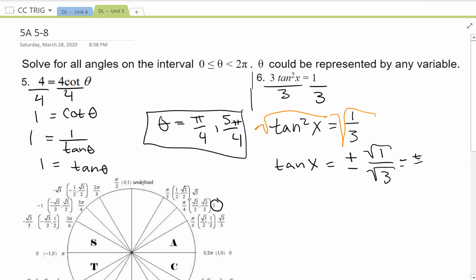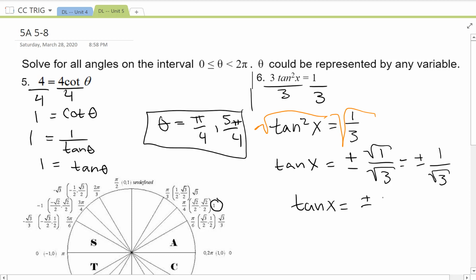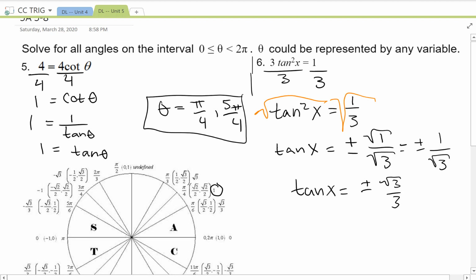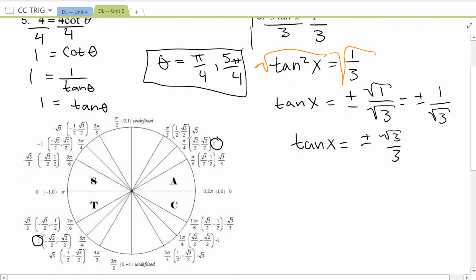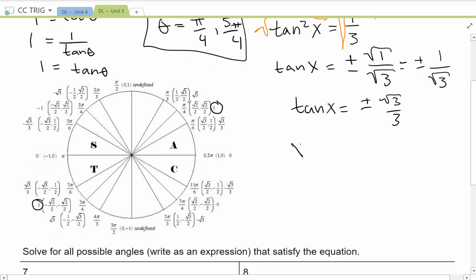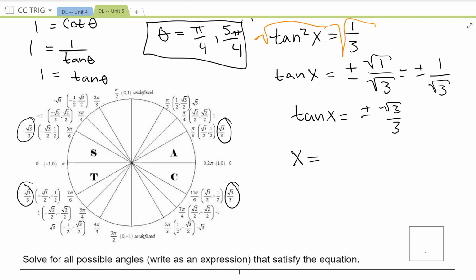That is simply equal to plus or minus 1 over root 3, which we have simplified many times in the past. That's root 3 over 3. So you're looking for where is tangent equal to root 3 over 3 or negative root 3 over 3. Okay, so we might actually get more than 2 answers this time. So where is tangent equal to positive root 3 over 3? At pi sixth and at 7 pi sixth. And where is it equal to negative root 3 over 3? At 5 pi sixth and 11 pi sixth. So all 4 of those are answers.